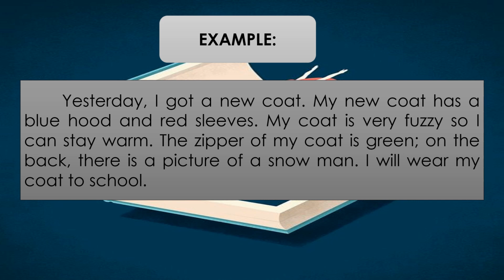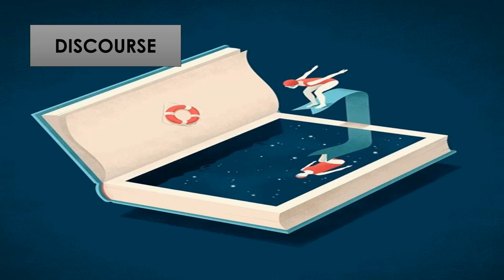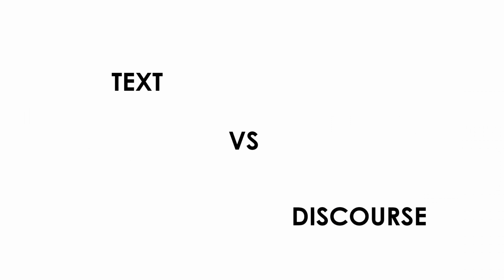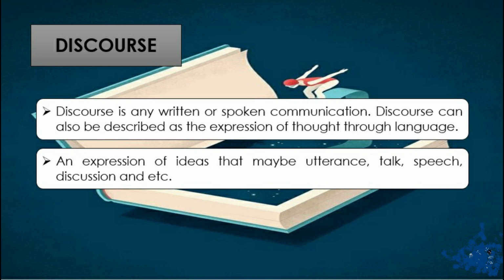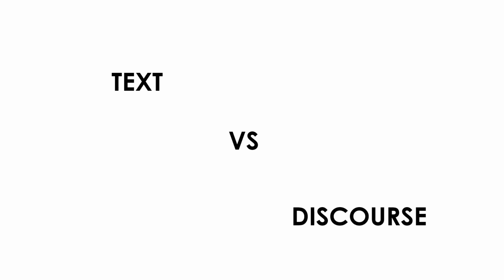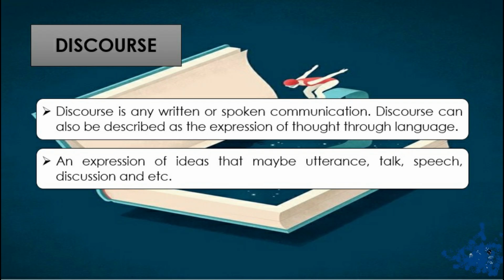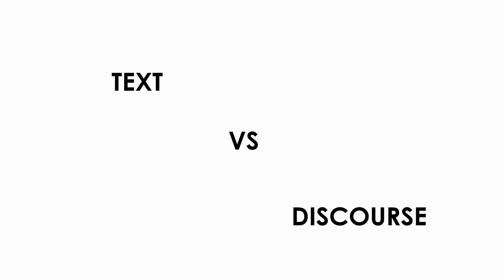We already mentioned discourse, but what is discourse? Discourse is any written or spoken communication. Discourse can also be described as the expression of thought through language. It is an expression of ideas that may be utterance, talk, speech, discussion, and so on. Text and discourse are basically the same, but text is written and discourse is spoken. Text is basically an organized discourse wherein you will only focus on one idea or one topic that you have to write about or think about.